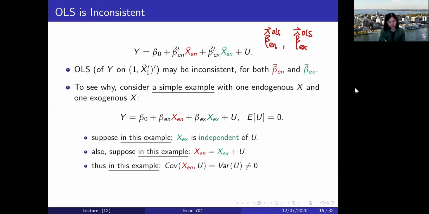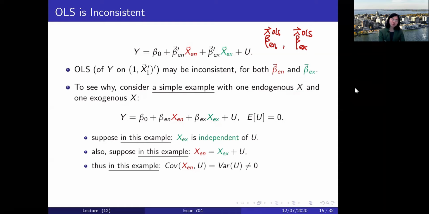Now, I'll just illustrate that point using a simple example. In this simple example, we have only one endogenous x and one exogenous variable, exogenous x. So we're going to ignore this arrow on top of the x because they are now scalars in this example. So the causal model contains one endogenous causal variable and one exogenous causal variable.